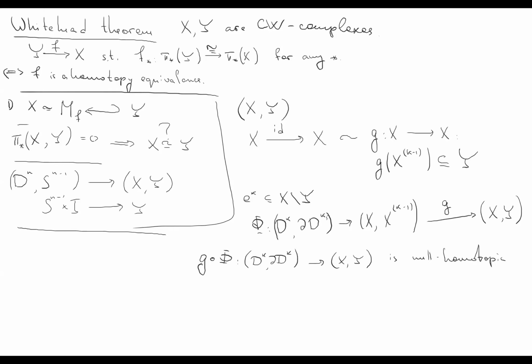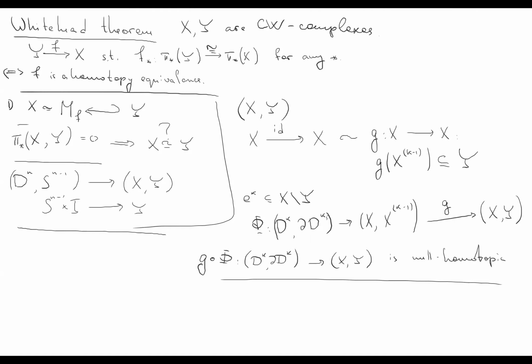Yeah, okay, yes, of course we know this, but I'm asking what does it mean? What does it mean that this map is null homotopic? In the relative case, null homotopic does not mean that this map is homotopic to the constant one.